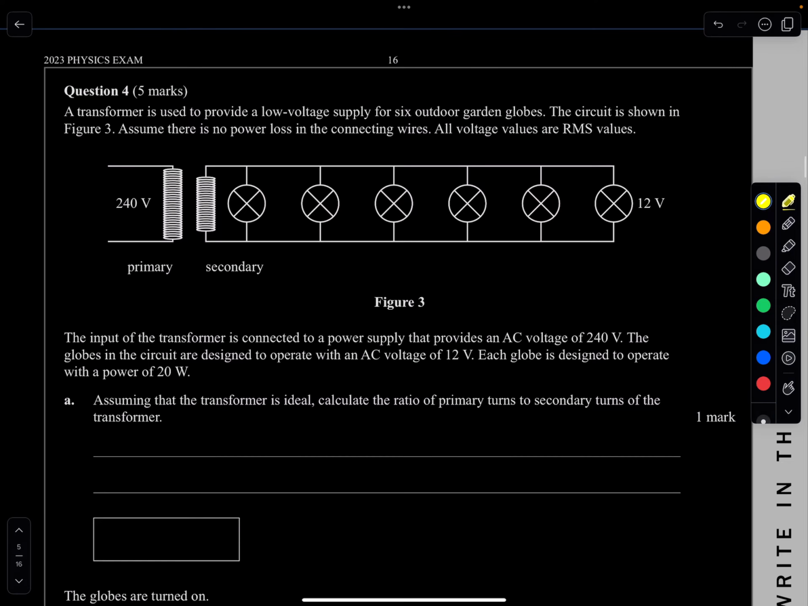Question 4. A transformer is used to provide a low voltage supply for 6 outdoor garden globes. The circuit is shown in figure 3. Assuming that there is no power loss in the connecting wires, all voltage values are in RMS values. Alright, so we can see we have a transformer, and what they've done is it's not in series, it's basically in parallel. It's a parallel circuit.